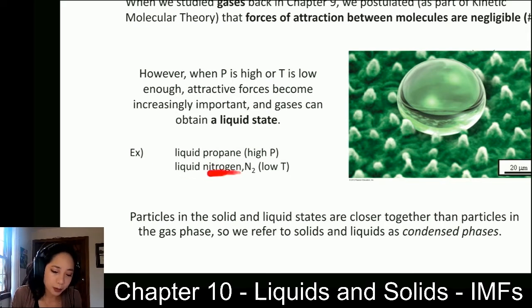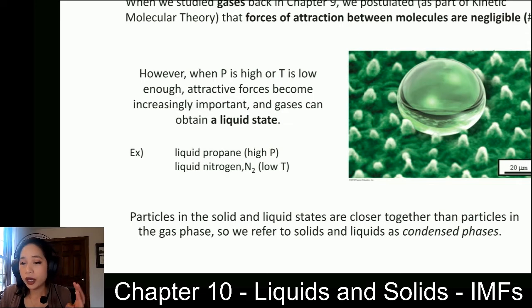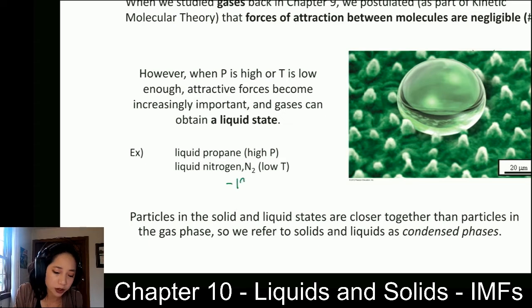Or another example, liquid nitrogen. Although I haven't shown any demos with liquid nitrogen in this course yet, you can condense nitrogen from the air into the liquid phase, but nitrogen is only a liquid at a very, very low temperature. It's about negative 196 degrees Celsius. So it only exists as a liquid at a really, really low temperature. This is like 80-ish Kelvin.